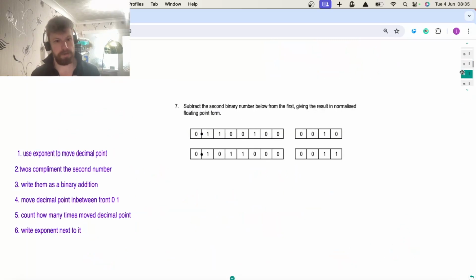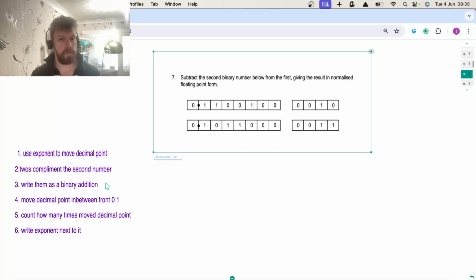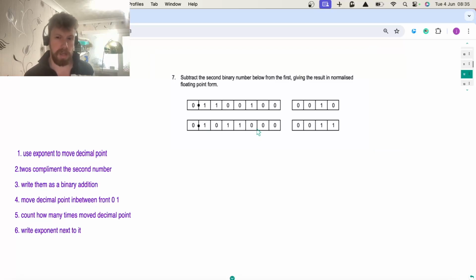Okay, final one to do. So with this one, what we need to do is go for subtracting a number, not a negative number, just subtracting a number. And with this one, we're actually going to get a negative number as an answer because I believe the number underneath is larger. You kind of just get better at realizing that this is happening.